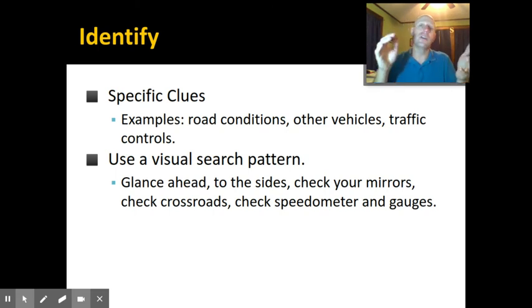So you've just looked ahead. You've looked at your mirror. You look ahead again, and then you're going to check your side roads. And then you're going to look ahead again, and then you're going to check your speedometer, and then you're going to look ahead again, and then you're going to check your mirrors again. So you're just working on this visual search pattern of always alternating between what's ahead of you and one of the other pieces of information that you should be paying attention to. And so that is a good visual search pattern so that you always know what's going on.